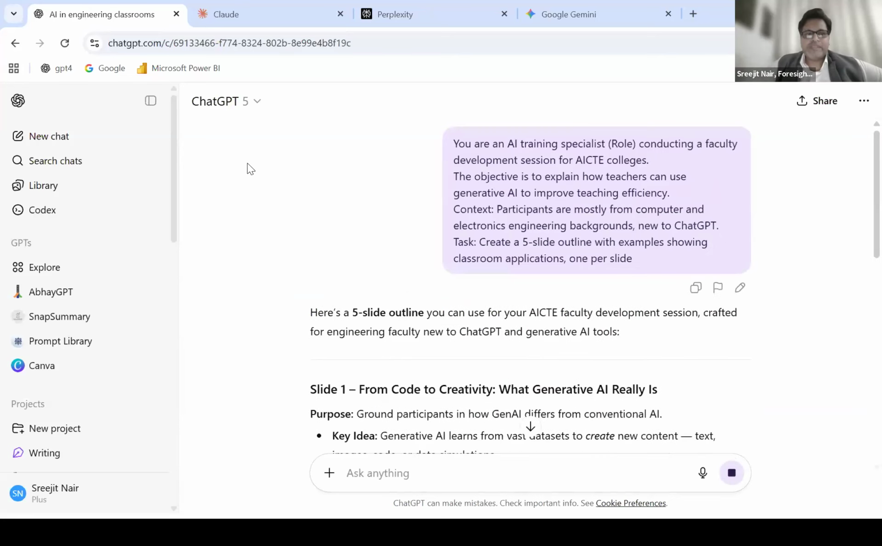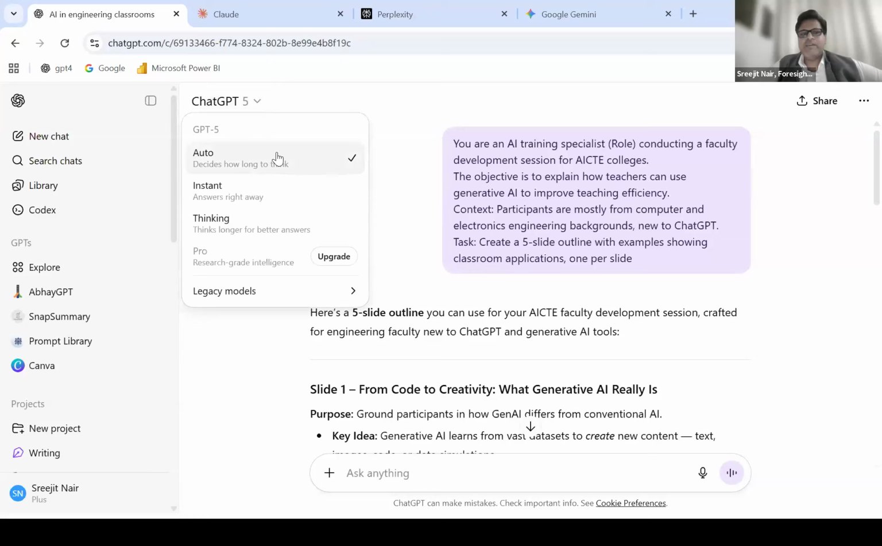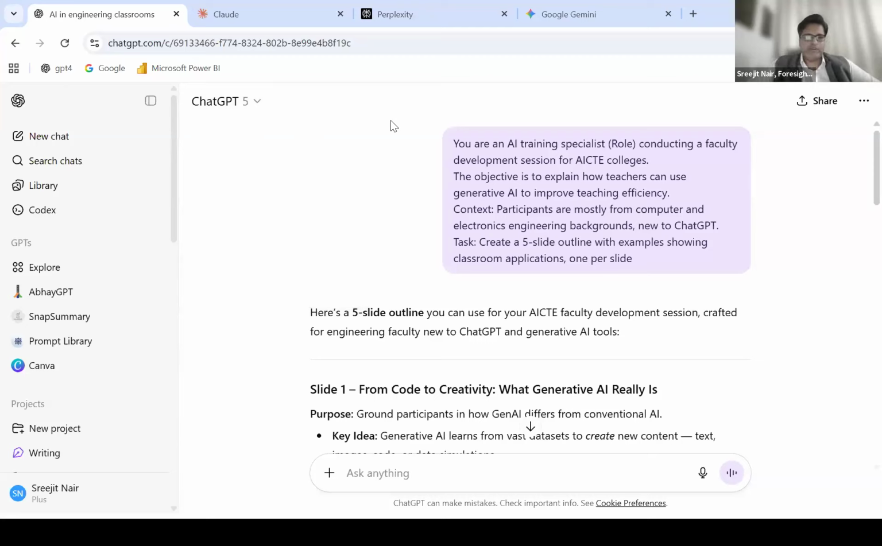So here, to get the best output, please ensure that the ChatGPT model you are looking at is Auto. That is by default whatever the best model is. Mostly it uses the ChatGPT 5 model only. That is the most advanced model as of now.